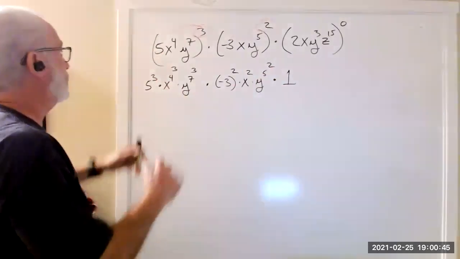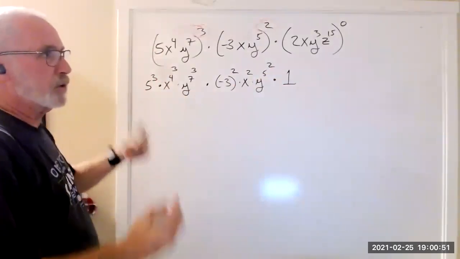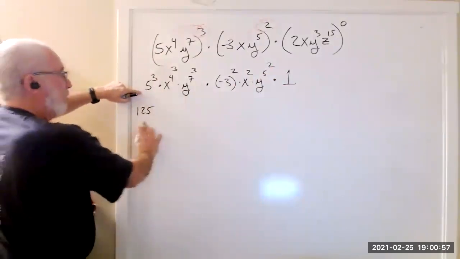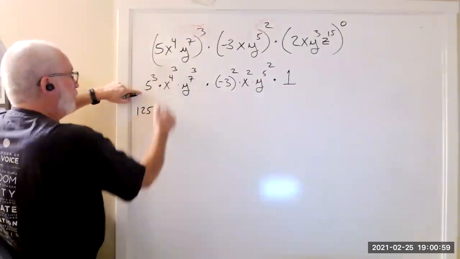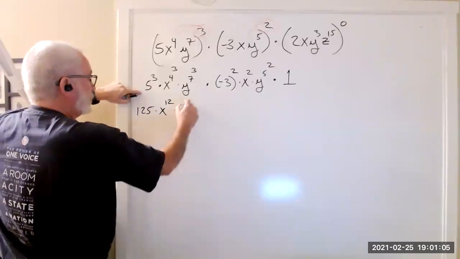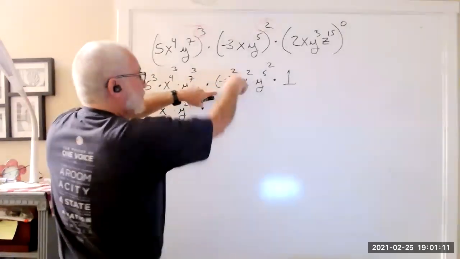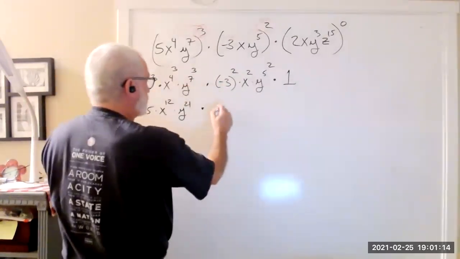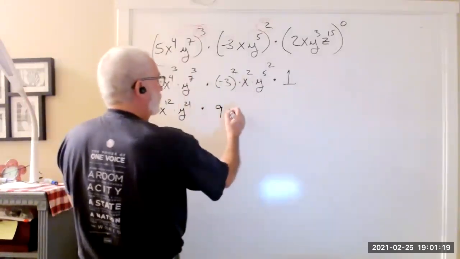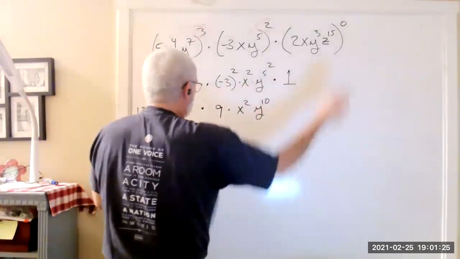Okay, now we got into a little bit of trouble last night. Whenever you can do plain old arithmetic, you do it. So 5 to the 3rd power is 125. But when you do a power to a power, you multiply. So this is x to the 12, this is y to the 21. Times -3 squared, which is +9. This is x squared, nothing fancy. This is y to the 10, and the 1 is silly.